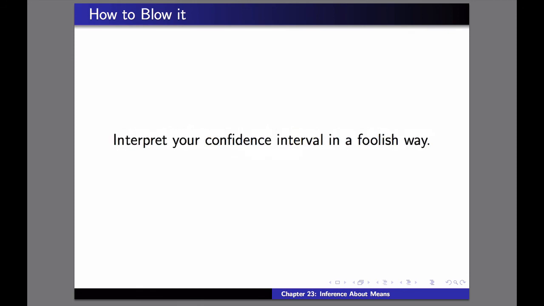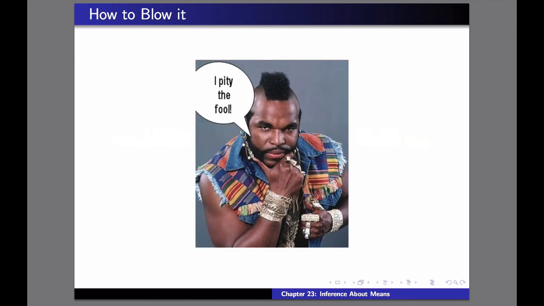And the final way that you could blow it is to interpret your confidence interval in a foolish way. The book gives lots of examples of how to foolishly interpret a confidence interval. I gave you one example where I correctly interpreted the confidence interval. Go back and read some of those bad examples in the book so that you don't act like a fool.